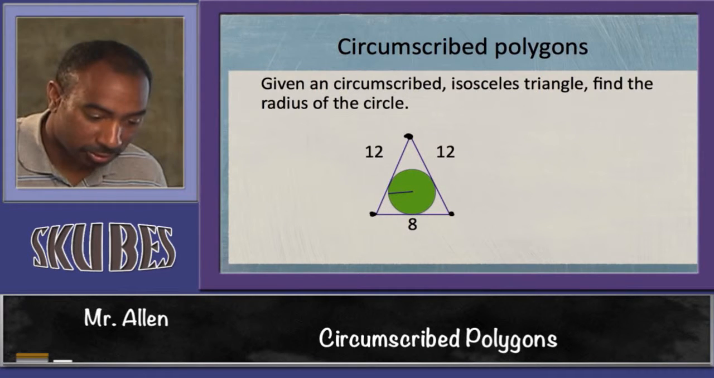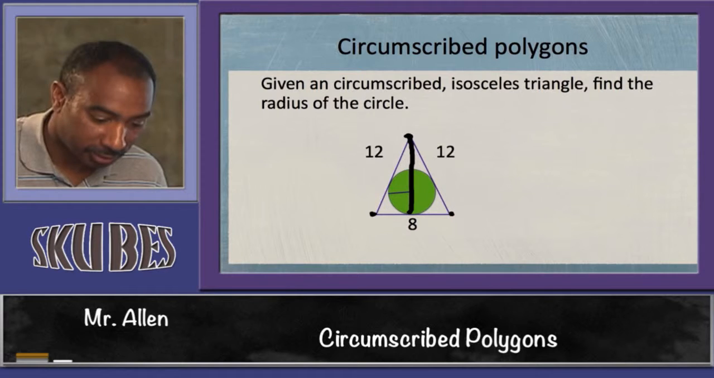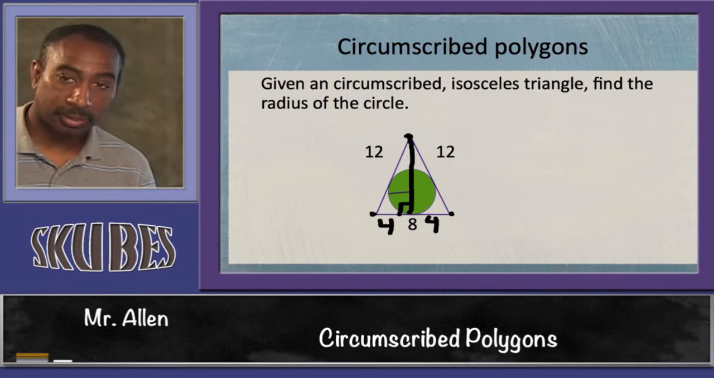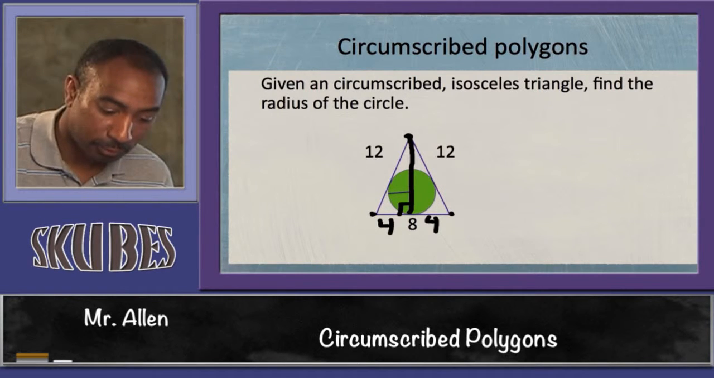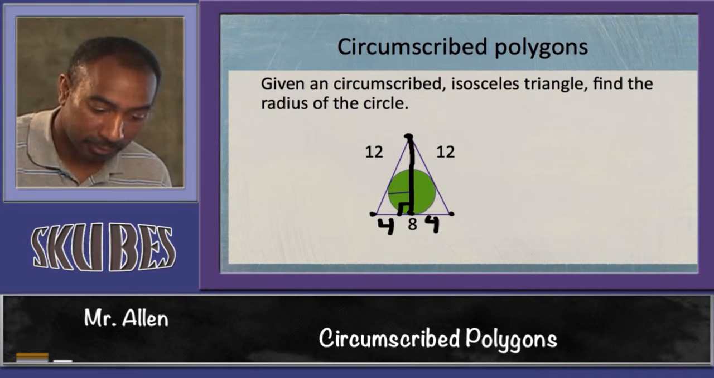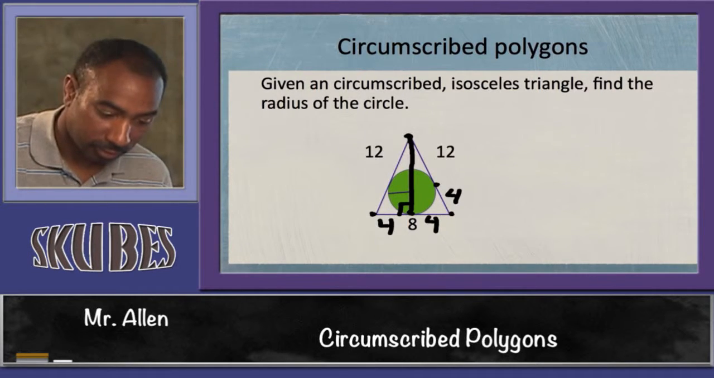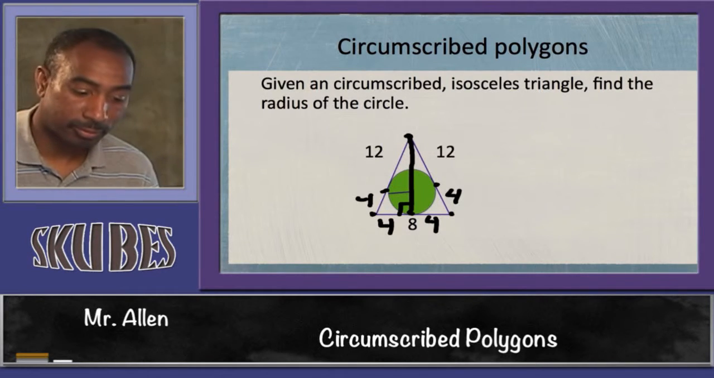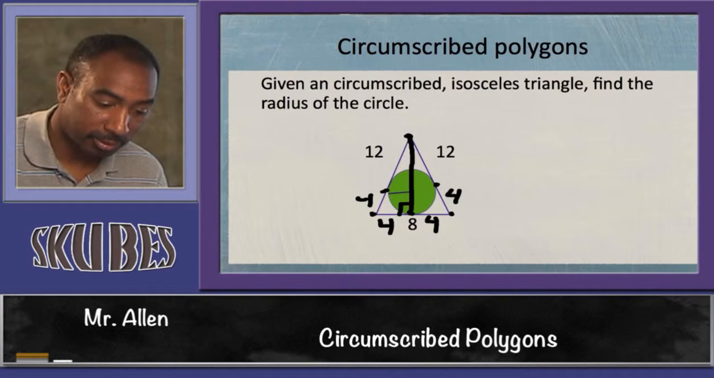But what I'm going to do is construct a perpendicular bisector, which is going to split this up into 4 and 4. And if I use that previous theorem, if this has a length of 4 from this point to this point, then this has a length of 4. And this has to be 4. And if you subtract 4 from 12, the length from here to here has to be 8.